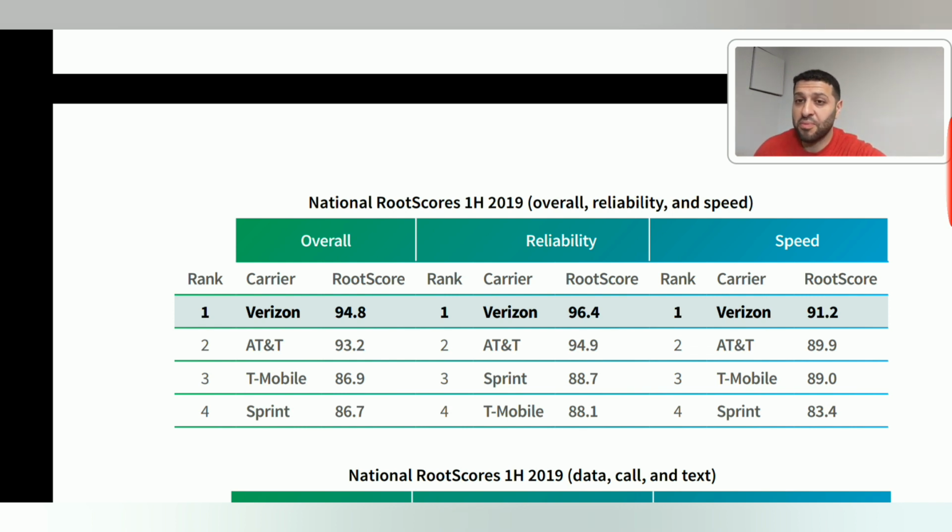But T-Mobile and Sprint are pretty noticeably far behind, and they're pretty close to each other as well. That's overall. In the middle segment, you've got reliability. Again, Verizon taking the cake, AT&T behind, Sprint at third, T-Mobile at fourth, and they're pretty far behind. Then for speeds, this is speed of everything: speed of data, speed of calling, speed of texting. Verizon, again, number 1, AT&T at 2, T-Mobile at 3, and pretty far behind is Sprint.